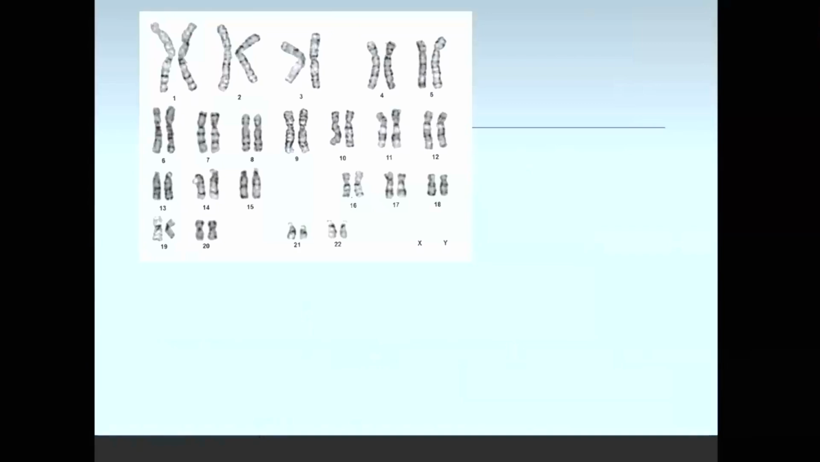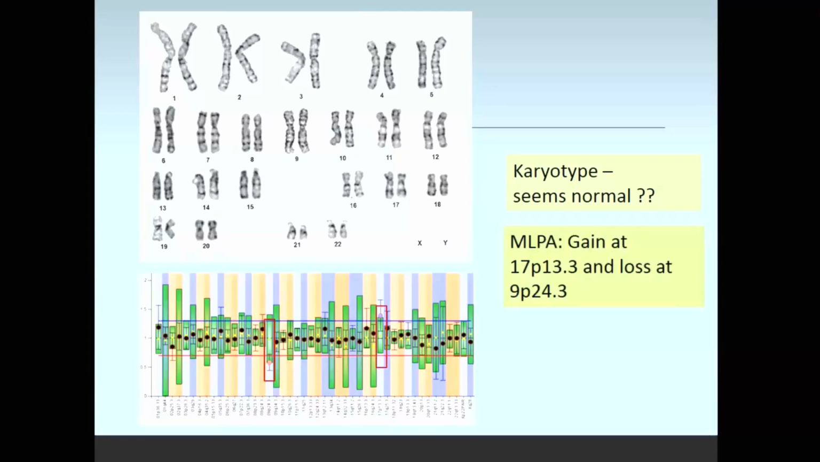So then we did the rapid test that was normal. We did karyotype. This karyotype also looks normal. But since there was an ultrasound abnormality, we need to do further testing. As in all cases, we first did MLPA. On MLPA, you can see that there was gain at chromosome 17 and loss at chromosome 9.